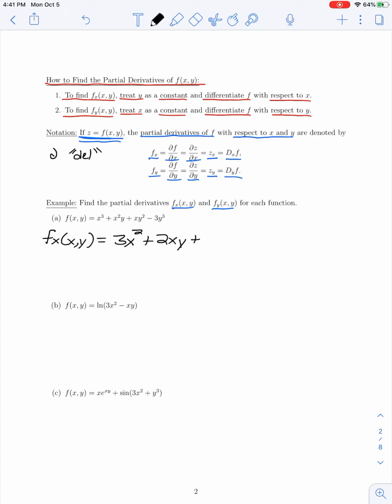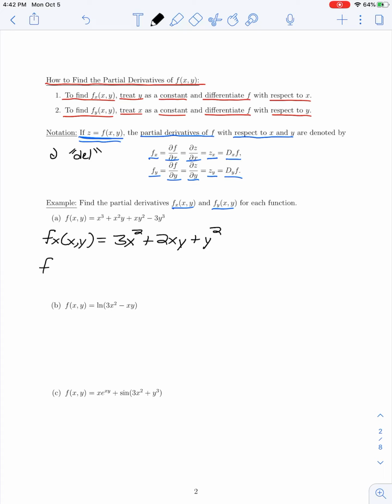Plus, we have x times y squared. Now the derivative of x is 1, and then we're multiplying by some constant, y squared. And then minus, well, if y is a constant, then 3y cubed is a constant, and the derivative of any constant would be 0. So this would be our partial derivative of f with respect to x.